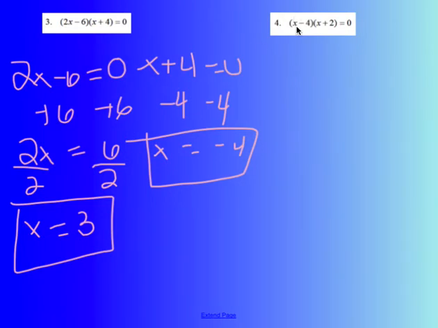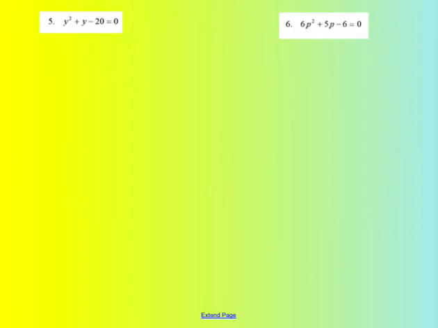I'm going to go ahead and have you guys try number 4 on your own. Let's take a look at number 5. For number 5, we've never seen anything like this before. We can't solve this by normal solving equations methods because of that squared there. So we can't just solve it.